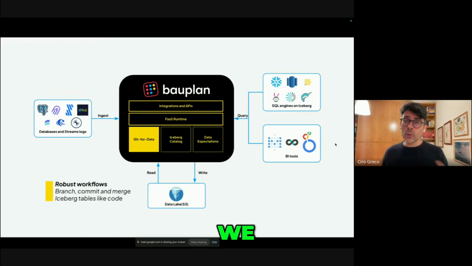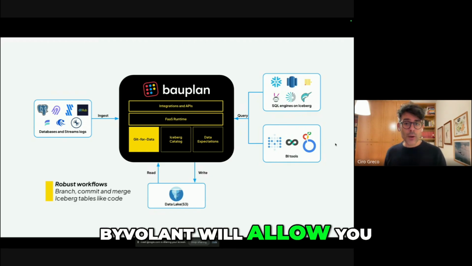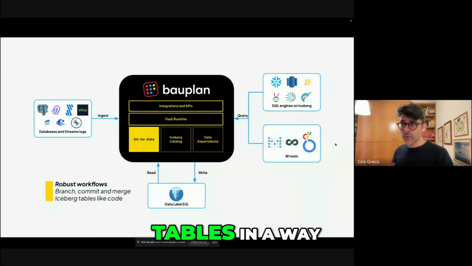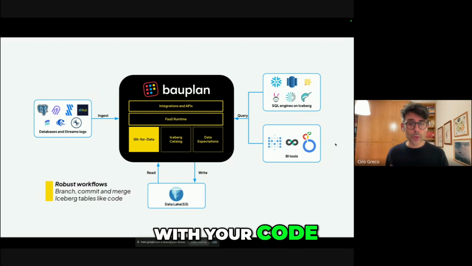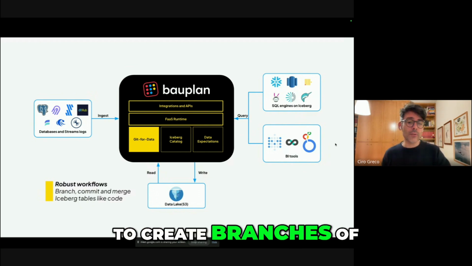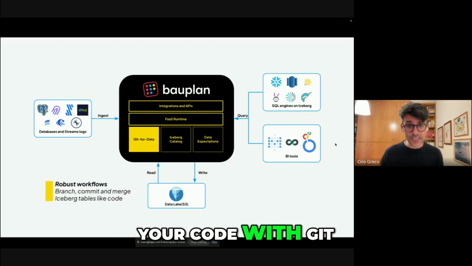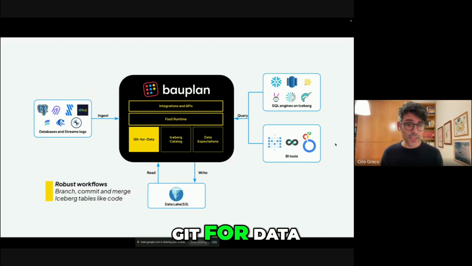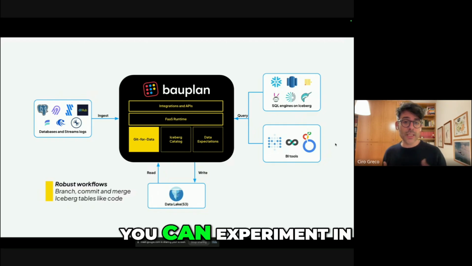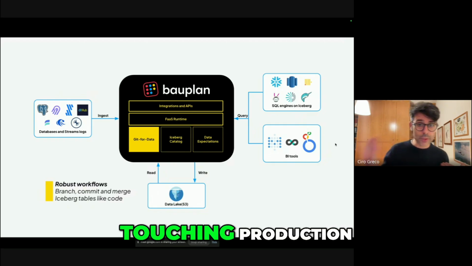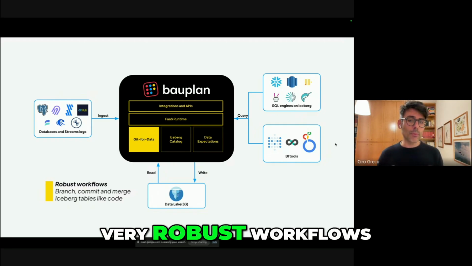On top of the Iceberg tables, Bauplan will allow you to deal with those tables in a way that is very similar to how you do it with your code. You will be able to create branches of your data like you do with your code with Git. We call that, in fact, Git-for-Data. And that is very important for experimentation. You can experiment in a safe way without touching production, but also to build very robust workflows.